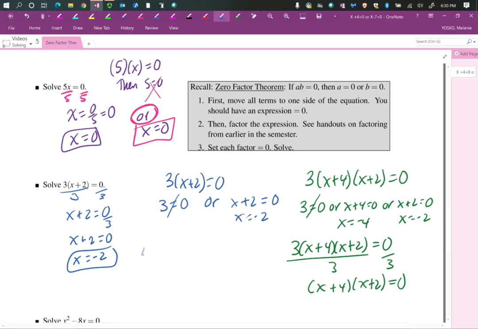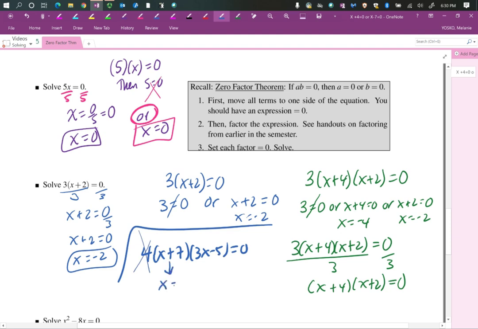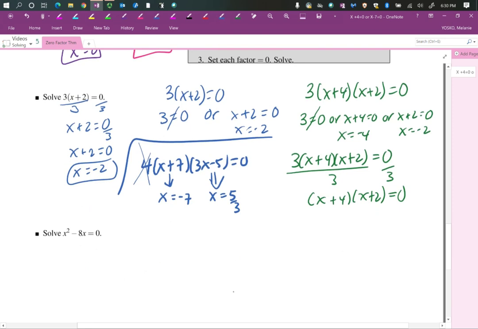So let me show you one more. 4 times x plus 7 times 3x minus 5 equals 0. You don't even consider the 4, right? You set this piece equal to 0, so you see x equals negative 7. And you set this piece equal to 0. Let's do it quickly in our heads like we've been practicing. You take the opposite sign of the 5, so you get a positive 5. And the coefficient of x is 3, so you divide by 3. Does that make sense? Okay, let's try another one.